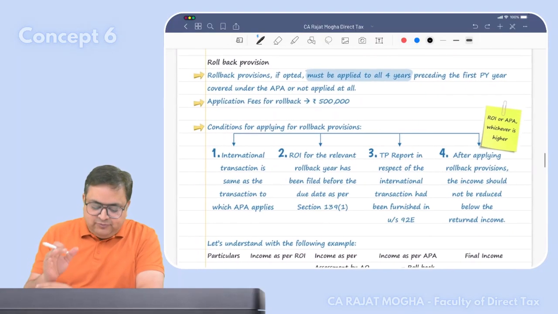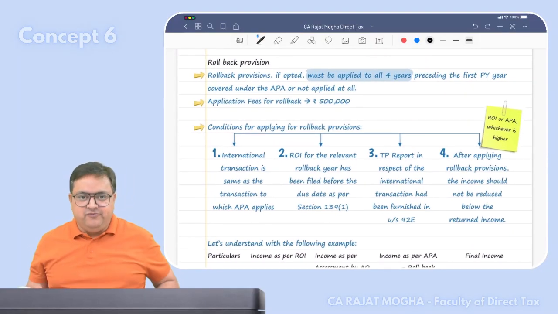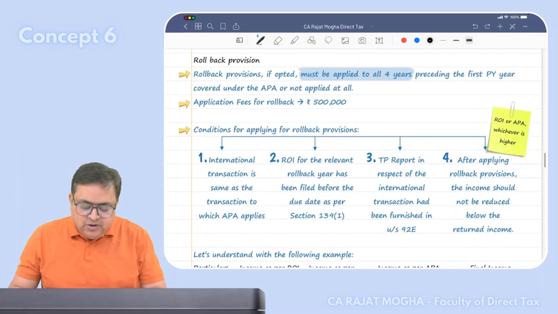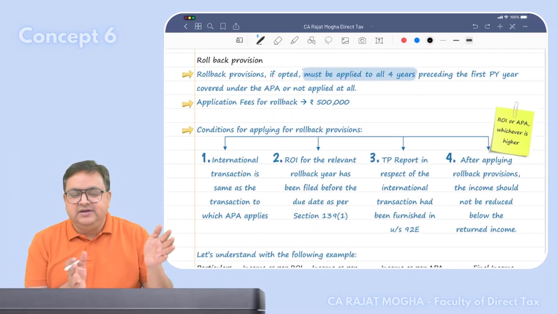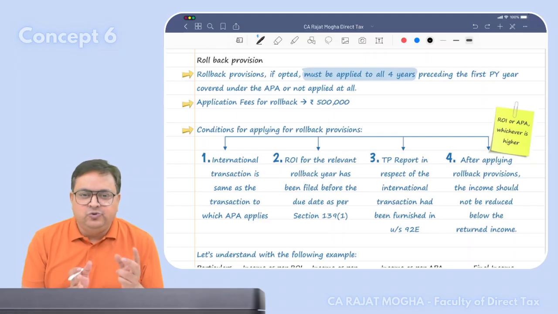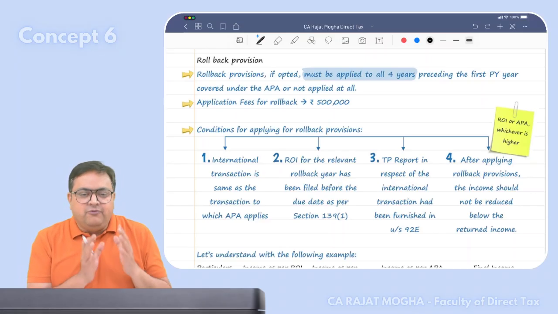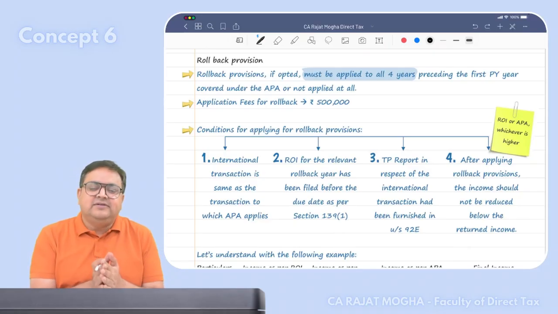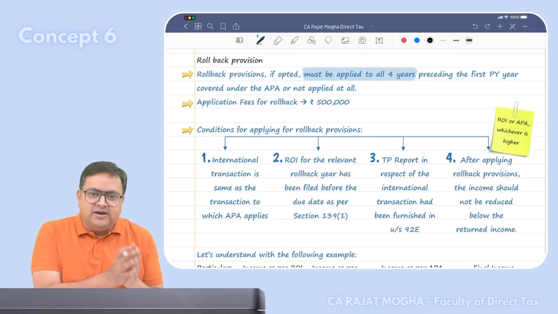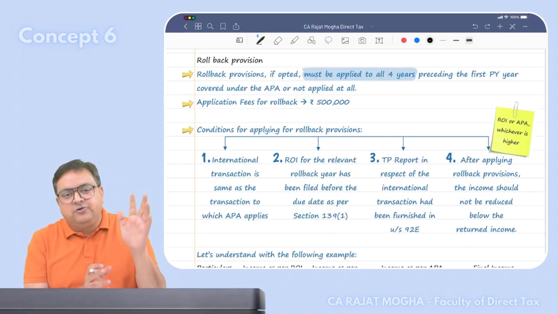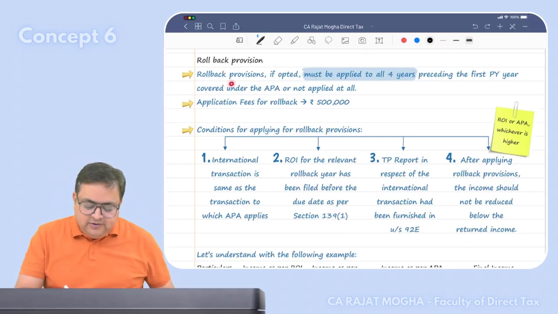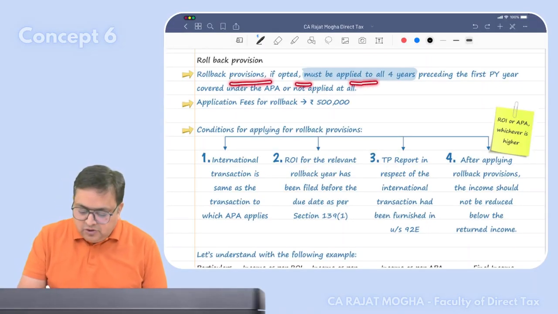Now, let us come to the second part of APA, which is rollback provision. So, rollback provisions. Tell me, what is rollback provision, sir? We can go for last years also. How many last? Sir, 1, 2, 3, 4, or entire 4? Sir, entire 4. Okay. If any of the conditions is not satisfied for any 1 or 2 years, then for that we will not get rollback, but otherwise we should go for rollback for all 4 years. So rollback provisions, if opted, must be applied to all 4 years.